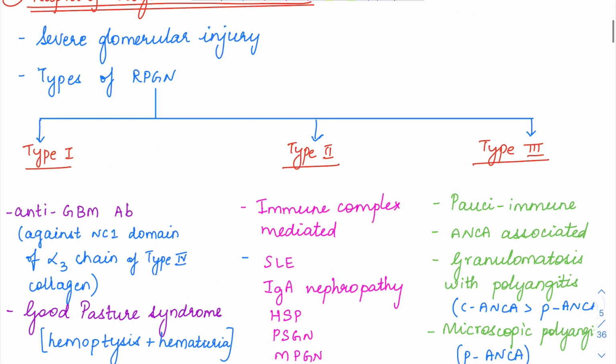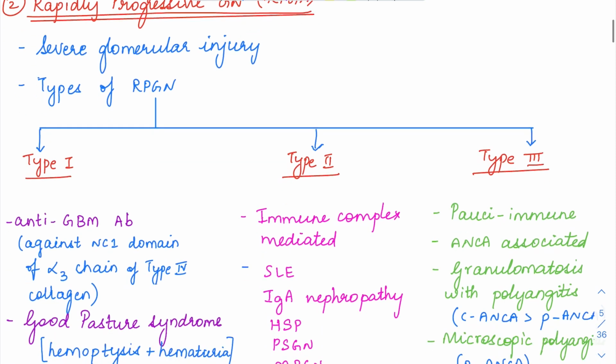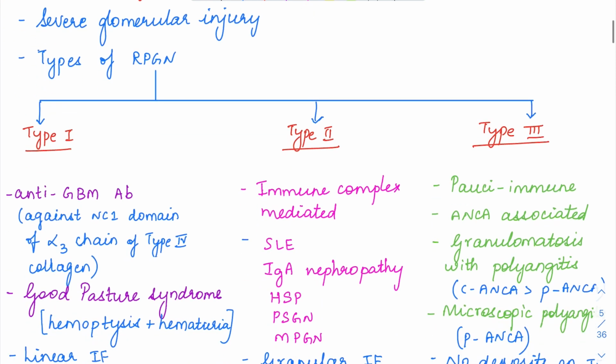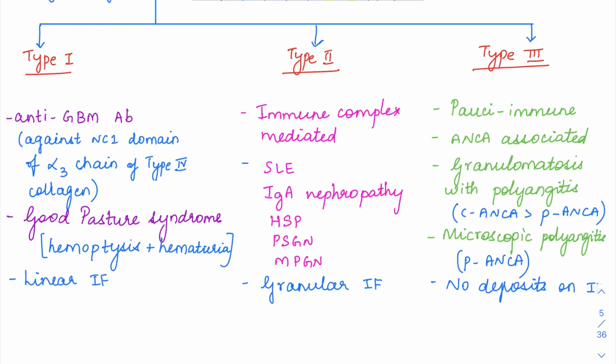Next, we'll move on to the second type of glomerulonephritis, the nephritic syndrome, which is rapidly progressive glomerulonephritis. Even though this RPGN presents with nephritic syndrome, it is basically a severe kind of disease. Any kind of glomerulonephritis in its end stage can progress on to RPGN, so it is just a severity based pattern. Any of the diseases can present with RPGN. We have three basic types of RPGN, type 1, 2 and 3. First we'll be seeing about type 1.